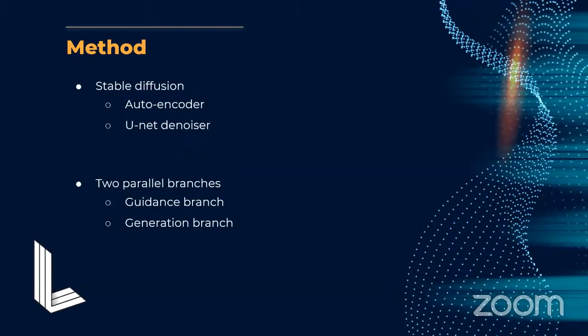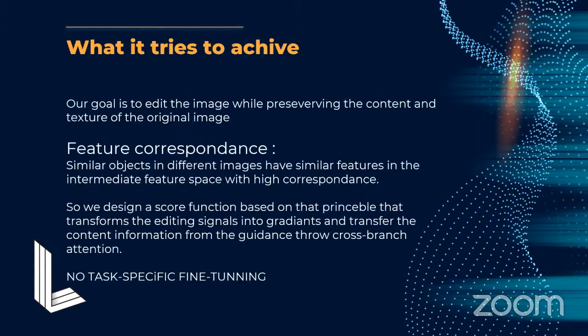So the model is basically two parallel stable diffusion models, a guidance branch and a generation branch. Stable diffusion is made of an autoencoder and a UNet denoiser. The image goes through the encoder of the autoencoder to encode it into a latent representation, and then all the editing and diffusion process happens inside of that feature space, and then it goes through the decoder to reconstruct the image.